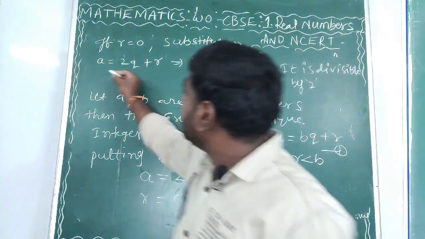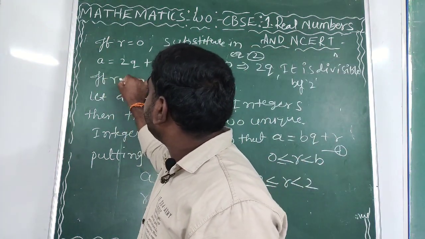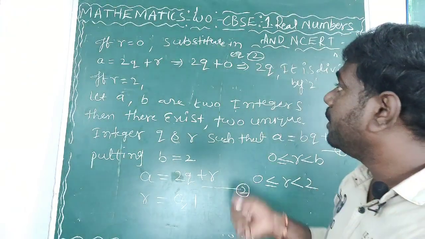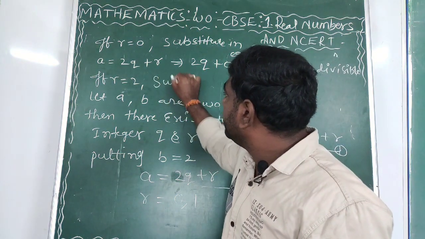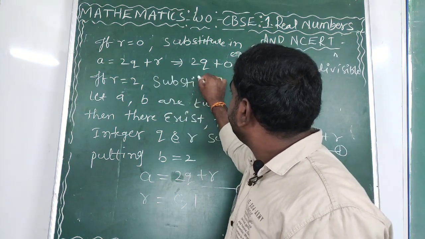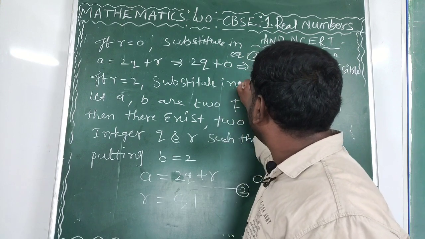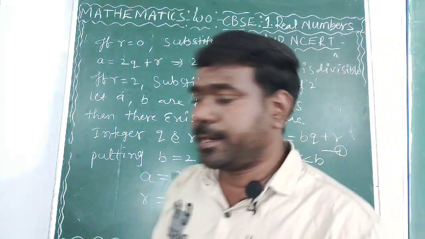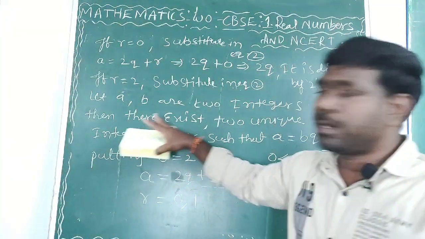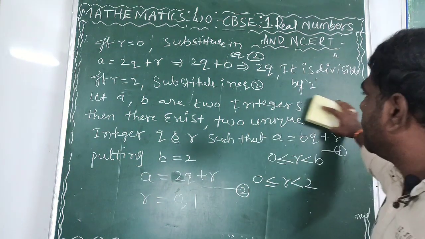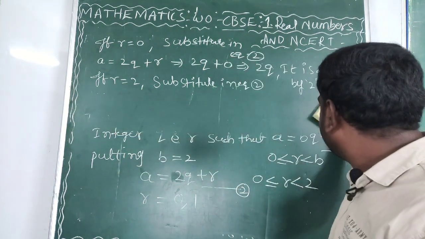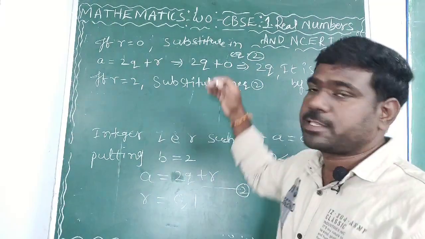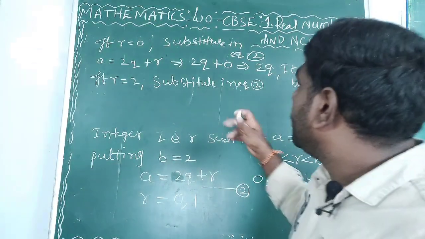Now what is the second case? If r is equal to 1, then what are we going to get? If I substitute in equation 2, in this case, what are we going to get? I am writing it here as one step, because the space is not sufficient here.